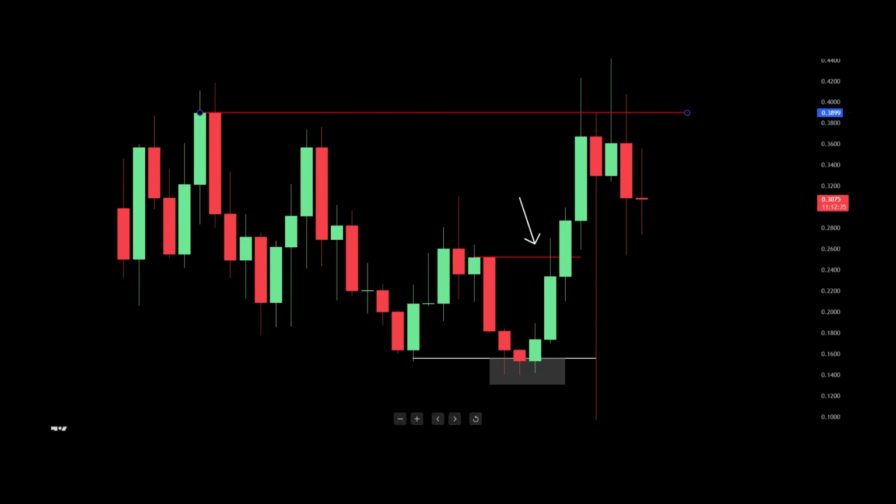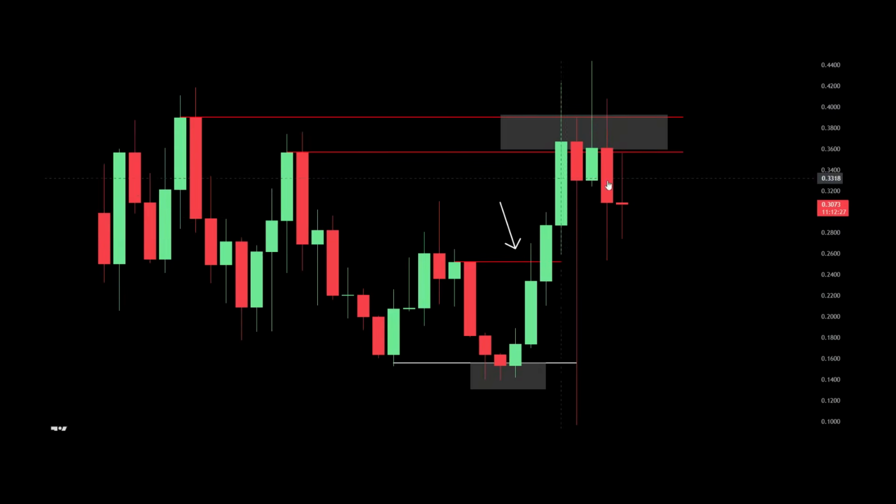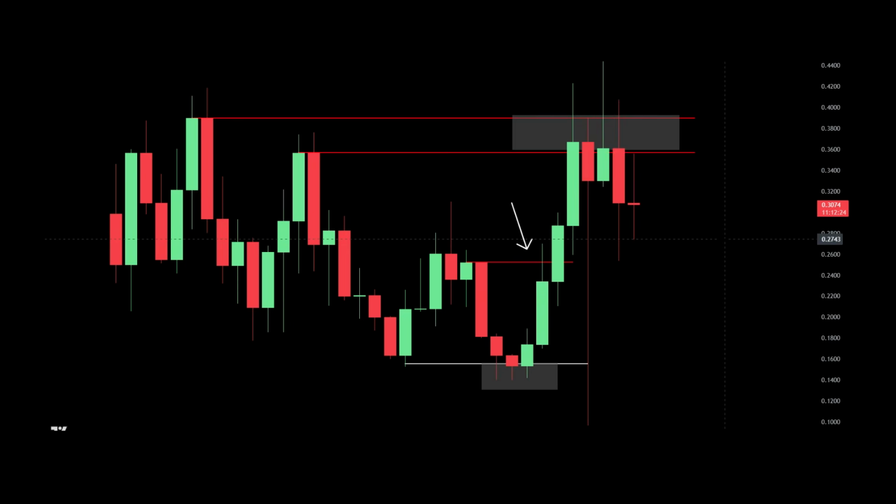If you come to the top, if I mark out the tops of these candles, you can see when price comes in here, it has major resistance within these zones. So you can absolutely see how it respects these levels.